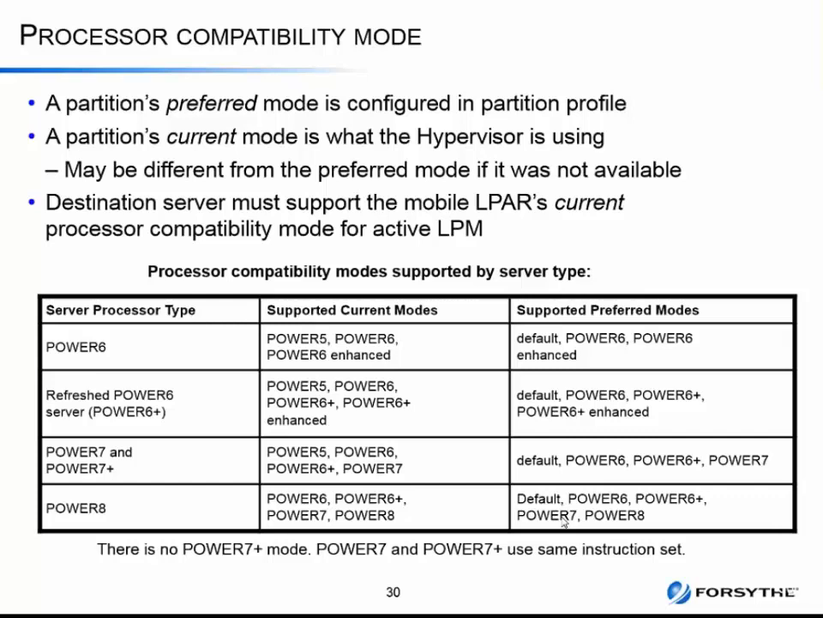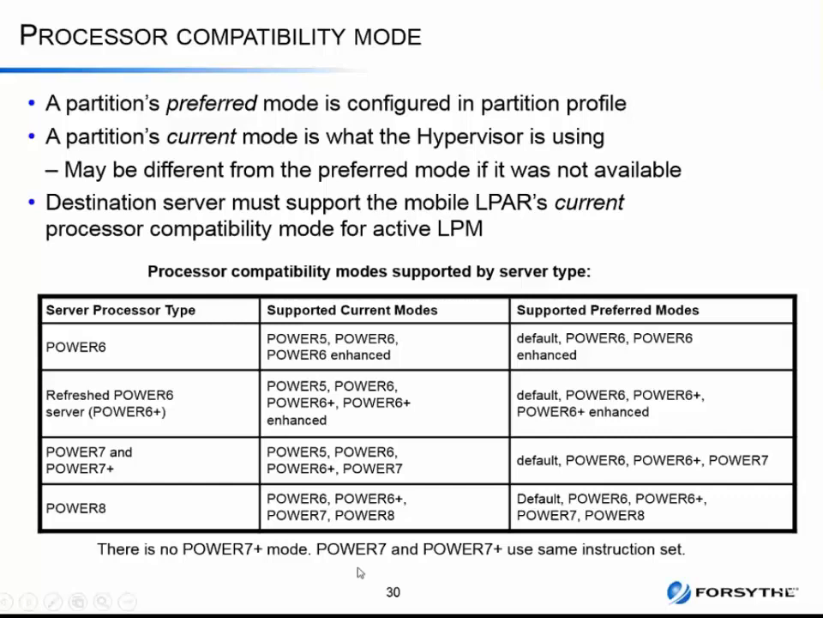In order to change it to Power 8 mode, I would need to shut it down and bring it back up, and so on. So just be aware that there are these preferred modes, and I cannot do an LPM if I'm running in Power 8 mode to something that is running at something less than Power 8 mode. I have to change that LPAR first to be a mode that is supported on that receiving server.